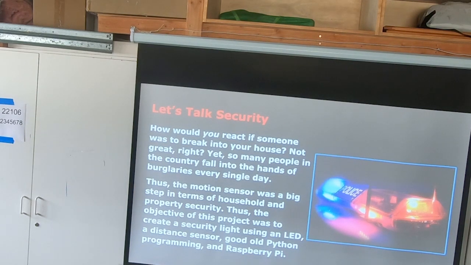So many people in the country fall into the hands of burglars and robberies every day. Thus, the motion sensor was a big step in terms of household and property security. Thus, the objective of this project was to create a security light using an LED, a distance sensor, Raspberry Pi, and good old Python.